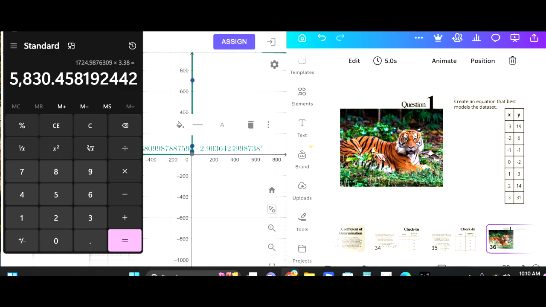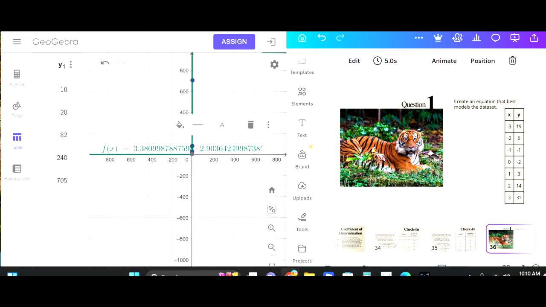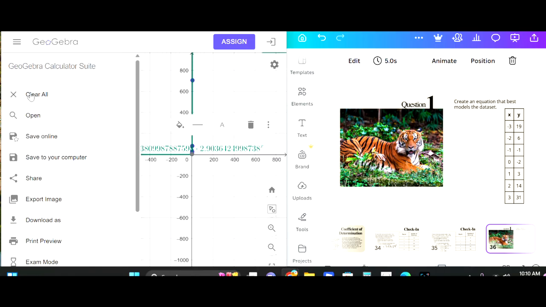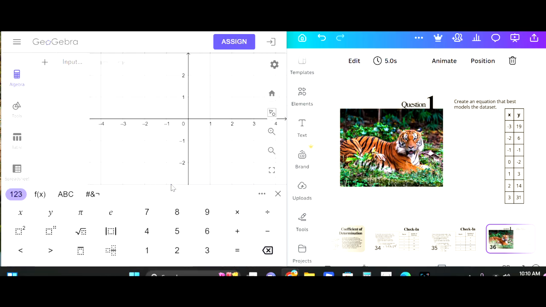Create an equation that best models the data set. This is all you. Pause it, figure it out, come back.